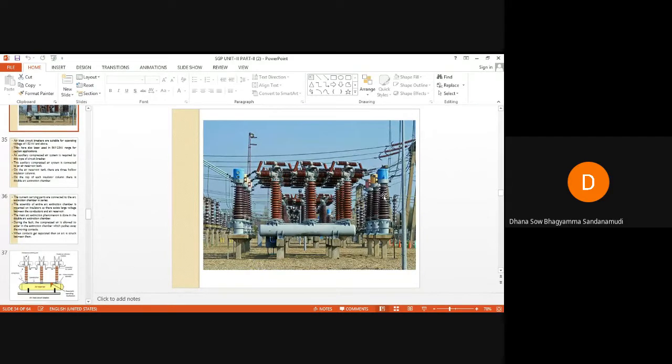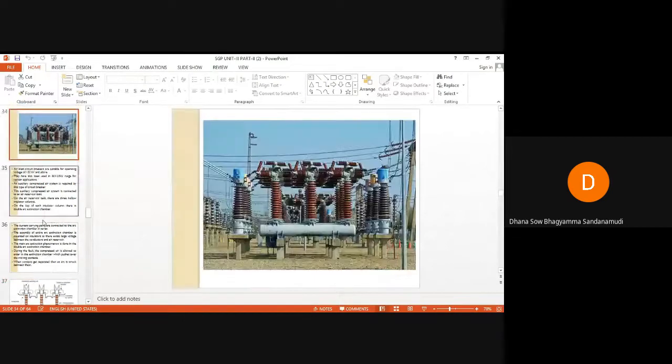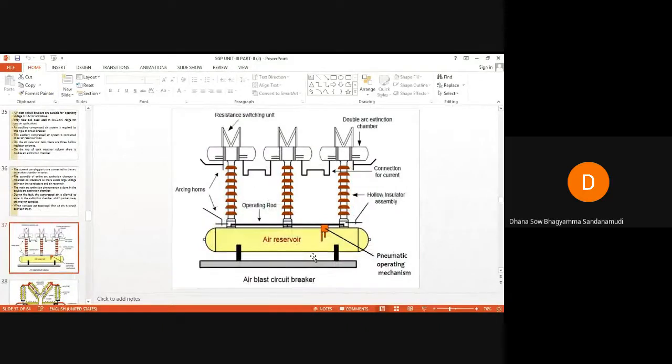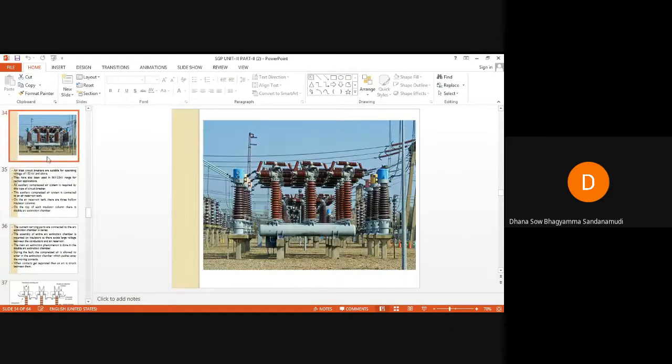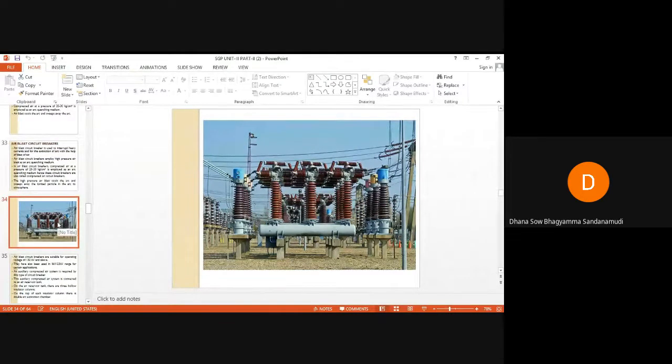Here is another image, which is the same as this one, both images are the same. I will explain it. This air blast circuit breaker is suitable for operating at voltages of around 132 kilovolts and above. They can also be used within the voltage range of 11 kilovolts to 33 kilovolts for certain applications.